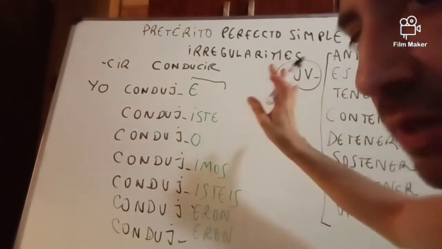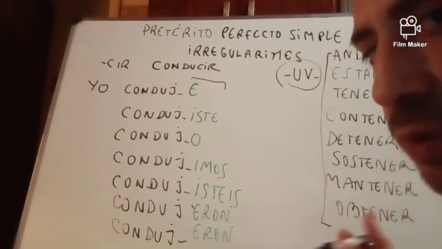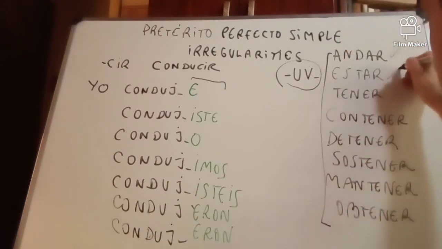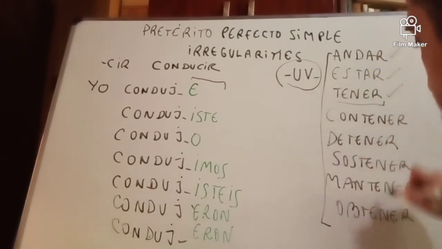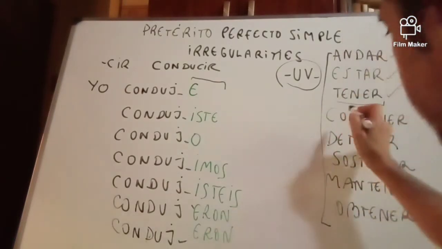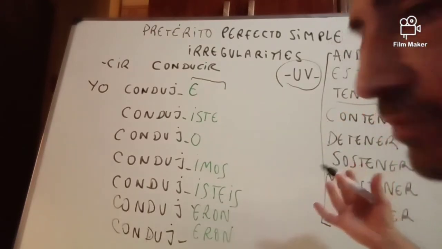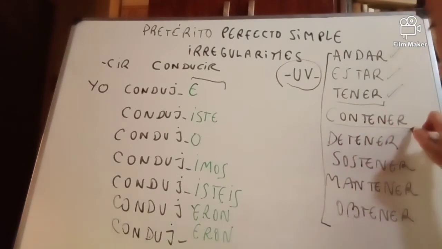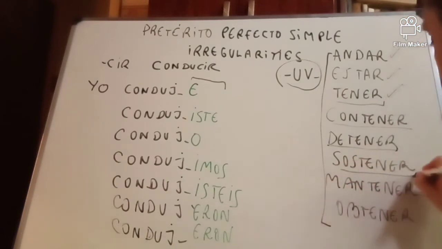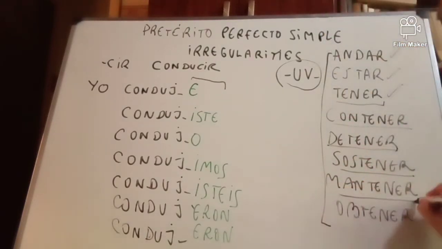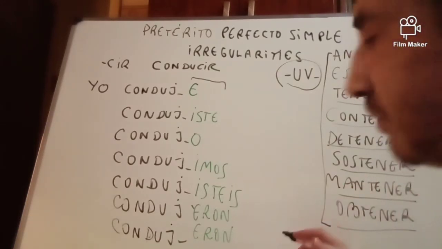So they will always be in the root, like andar, go around, walk, go, estar, to be, tener, to have, and many others that end with tener. That is to say, they have a prefix that changes the meaning of the verb ending in tener, like contener, contain, detener, to stop, sostener, to hold, mantener, to keep, to maintain, obtener, to get, to obtain.